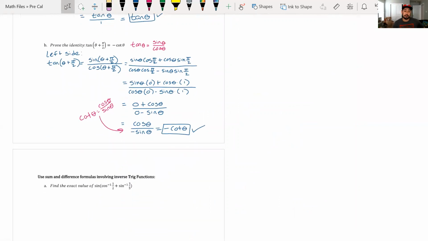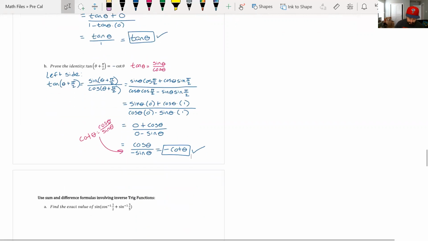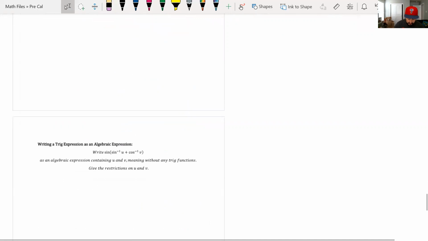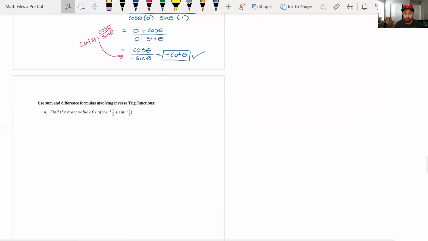Awesome. So those are the sum and difference formulas for tangent. Let's keep going. What do we have left? Three more. Okay, perfect.